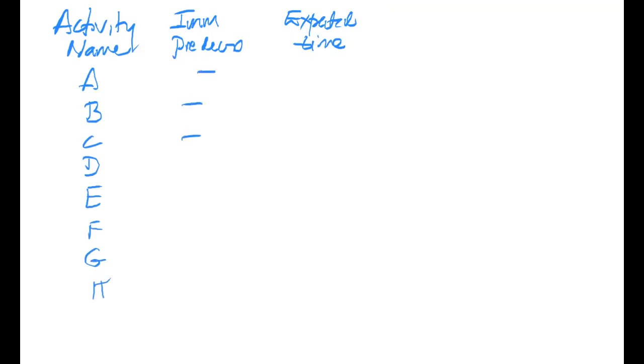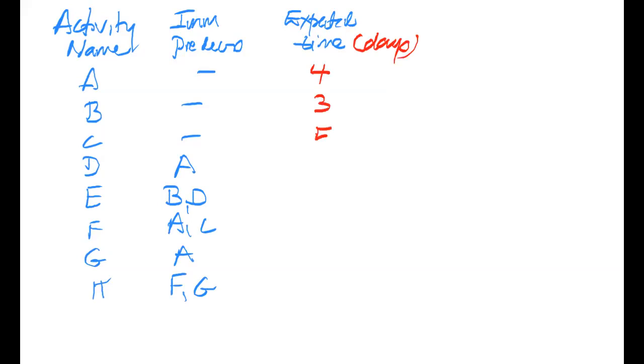Predecessors, again, your dashes for A, then A for B, D, A and C, A, and F, G. So the expected times that should be calculated would be 4, 3, 5, 3, 5, 3, 3, 4. And you remember these are days. These are the times that you would use on your network. After you have done this, you draw your network as usual. So we're going to draw the network on the next page.